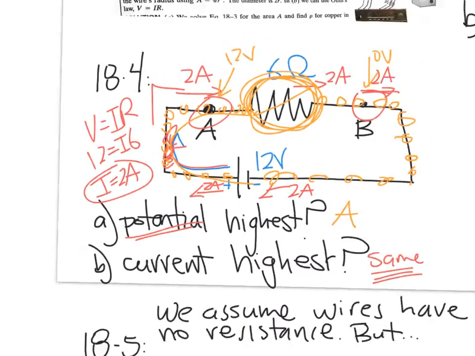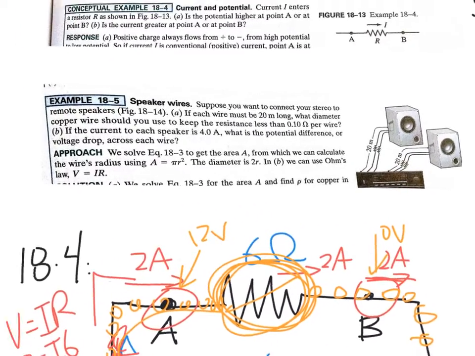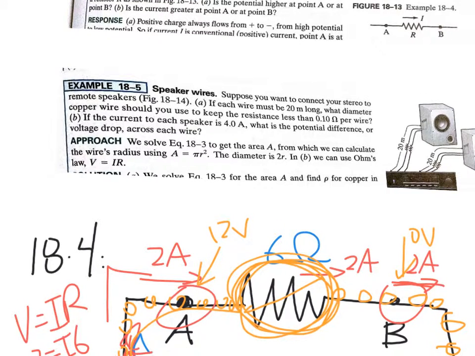Okay. And then some calculating here. So suppose you want to connect your stereo to remote speakers, meaning far away, 20 meters. If each wire must be 20 meters long, what diameter copper wire should you use to keep the resistance less than 0.1 ohm per wire? So the longer the wire is, the more resistance it's going to offer. And right down here, I was saying, well, we say that the wires have no resistance. And that's a good approximation. So relative to the speakers, these have very negligible resistance. But the reality is that they do have some.